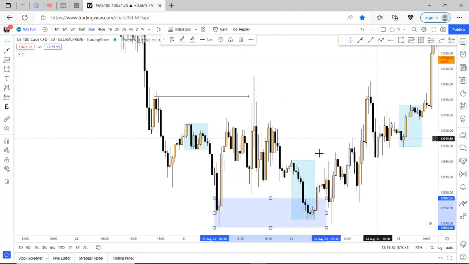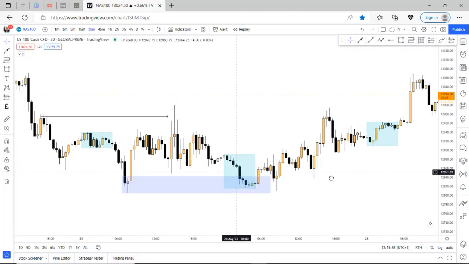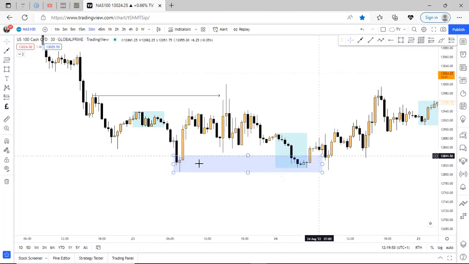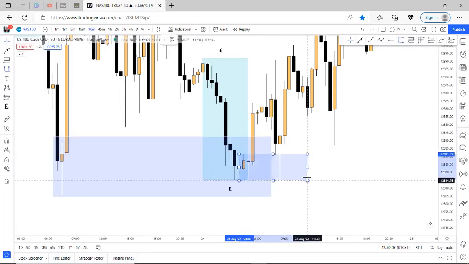Okay, so on this particular day I was looking to buy. But then we already have our Asian range session printed, so we have the high and we have the low. So I was looking for buys, but as you can see, this is the demand zone now where I'm supposed to take my buy from.